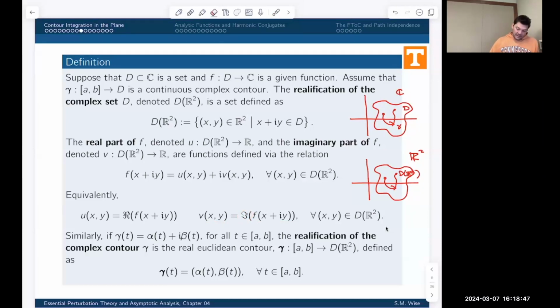And similarly, as I said before, if we have a complex contour that is defined via its complex parameterizations, A of t and B of t, or alpha of t and beta of t, then the realification of that is a vector mapping, which takes t and maps it to a vector, and the vector is alpha t, beta t. That's a typo.